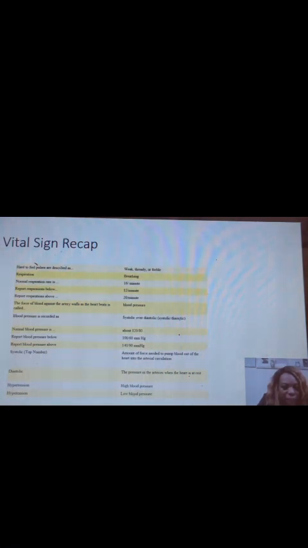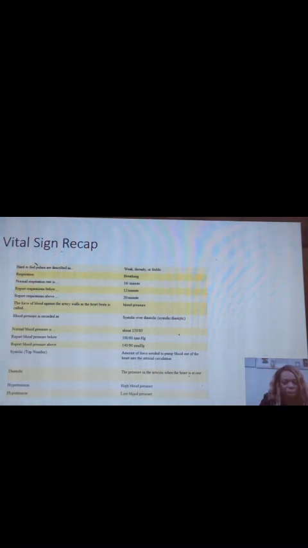Systolic is the top number of the blood pressure. It's the amount of force that is needed to pump blood out of the heart and into the body. The diastolic blood pressure is the pressure in the arteries when the heart is at rest. So the systolic phase of the blood pressure is when the heart is contracting, and the diastolic phase of the blood pressure is when the heart is resting.